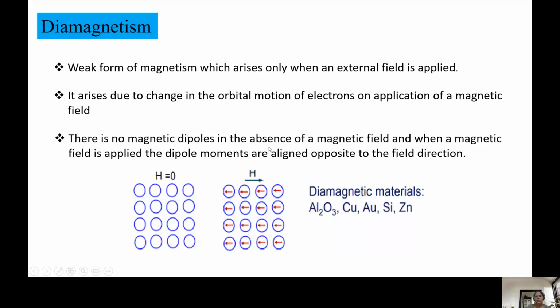So there are no magnetic dipoles in the absence of the magnetic field. As seen in the diagram, before applying the external field, that is H is equal to 0, no dipoles are present. When a magnetic field is applied, the dipole moments are aligned opposite to the field direction. In this type of material, the dipoles align opposite to the external field, so all the dipoles are aligned opposite to the direction of the applied field. Examples are Al2O3, copper, gold, silicon and zinc.